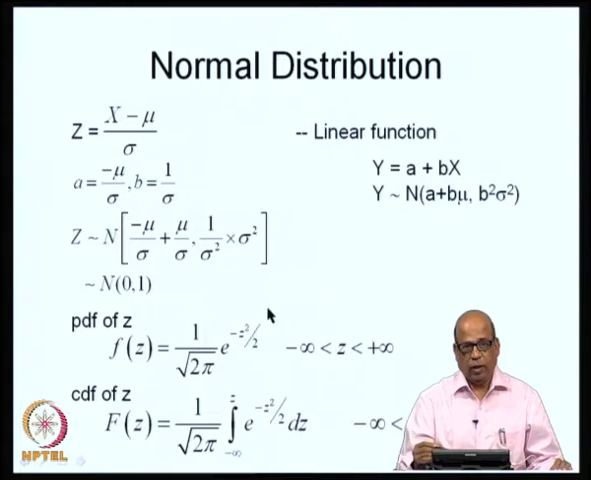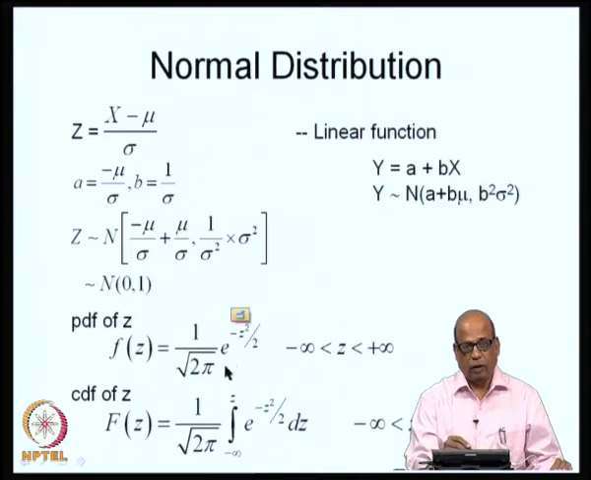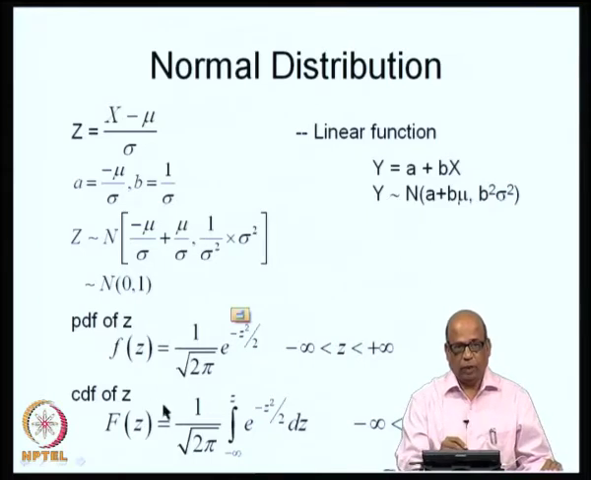This result becomes extremely handy in dealing with normal distribution, and we use this PDF of Z defined as f of z is equal to 1 over root 2 pi e to the power minus z square by 2, because it has a variance of 1 and mean of 0, the f of z turns out to be this expression. And for CDF of z, which is probability of z being less than or equal to a given value of z, we get 1 over root 2 pi integral between minus infinity to z e to the power minus z square by 2 dz.